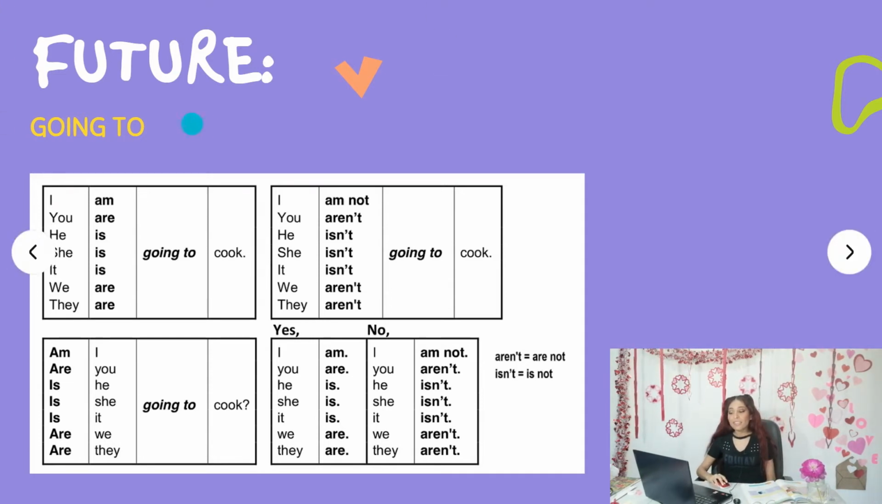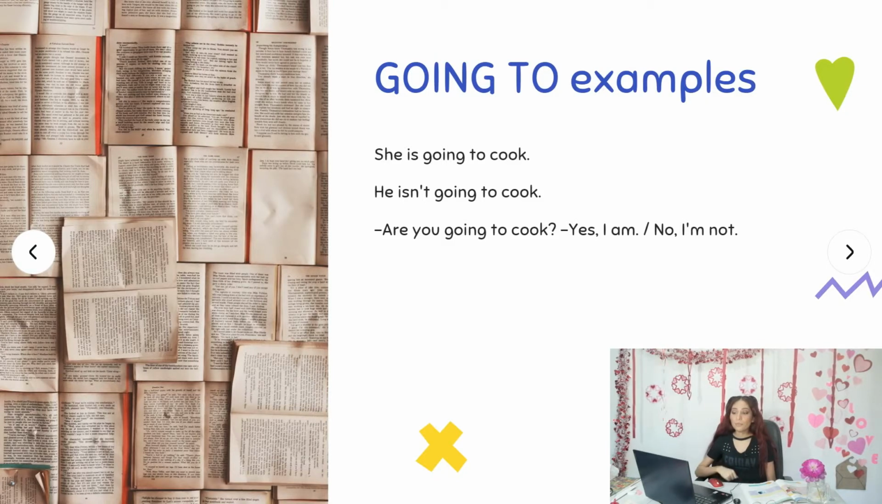And the short answers, you can say, yes I am, yes you are, yes he is, yes she is, yes we are, etc., etc. Or you can say, no I am not, no you aren't, no he isn't, no she isn't, etc., okay? So now we are going to go to more examples, going to examples.